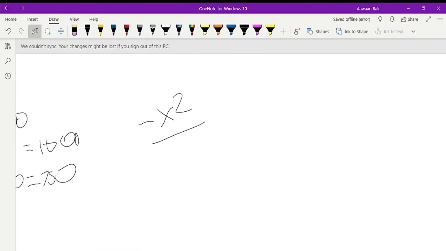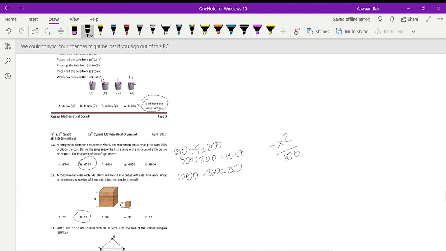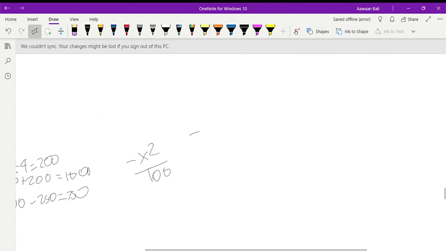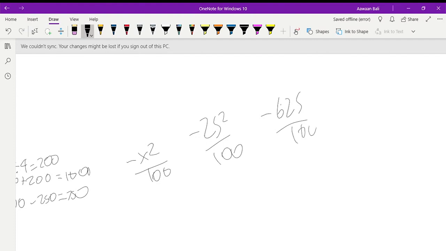Minus x squared divided by 100. Yeah, I think that's what it is. Yes, so basically, x here is like, this is only used when the profit and the discount are equal. Here they're both 25%, so they're equal. So we have to write x as the 25. So minus 25 squared upon 100. 25 squared is 625, so minus 625 upon 100, minus 6.25.